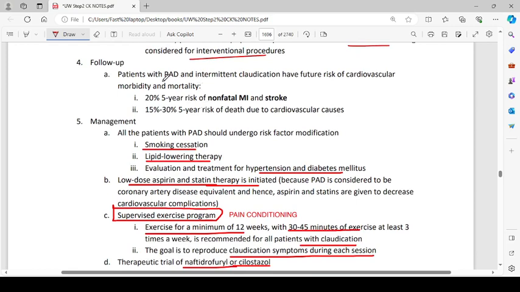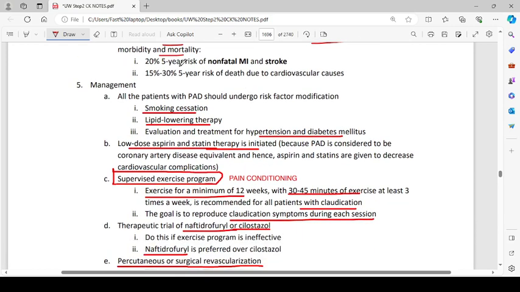Follow-up: patients with peripheral artery disease and intermittent claudication have future risk of cardiovascular morbidity and mortality. 20% 5-year risk of non-fatal MI and stroke. 15 to 30% 5-year risk of death due to cardiovascular causes.